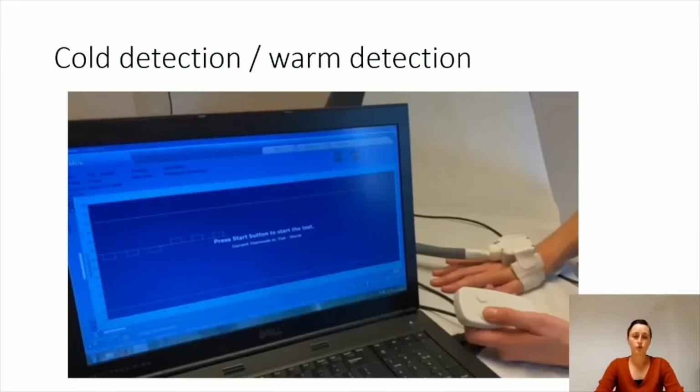I would now like to show you how we actually perform these tests. In the next movie, you will see a subject that has a 3 by 3 centimeter thermode attached to the hand, and on the other hand, the subject is handed the response button. I will show you the cold detection, warm detection combined test as we do it in our subjects.